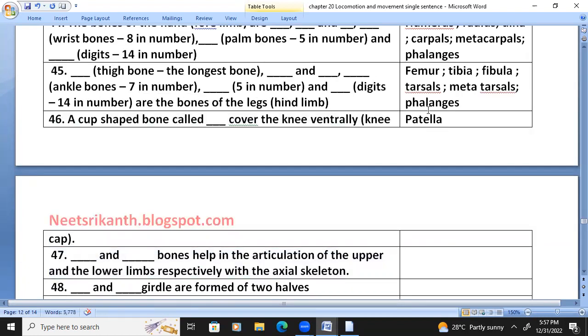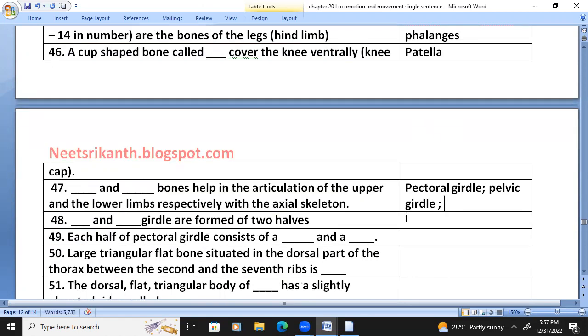Pectoral girdle and pelvic girdle bones help in the articulation of the upper and lower limbs respectively with the axial skeleton. Both the pectoral and pelvic girdles are formed of two halves.